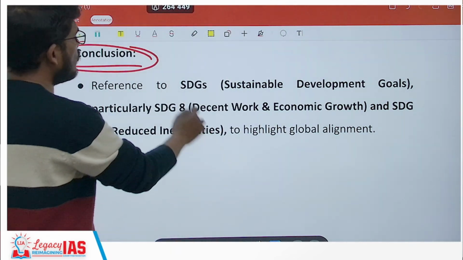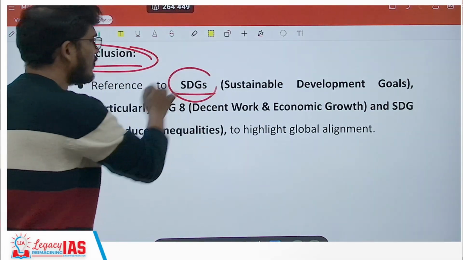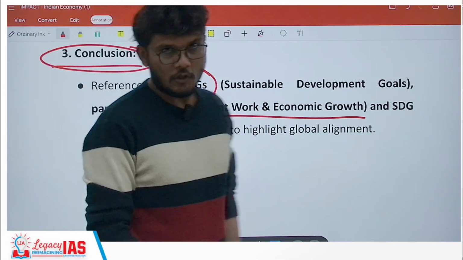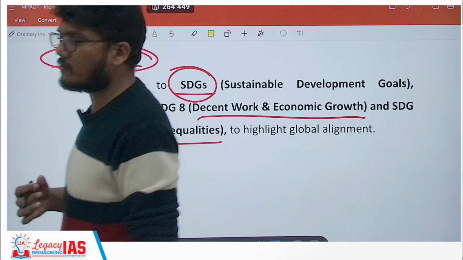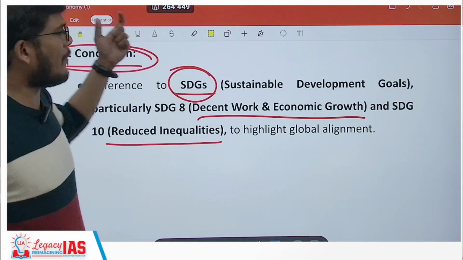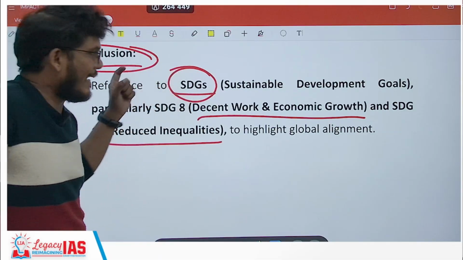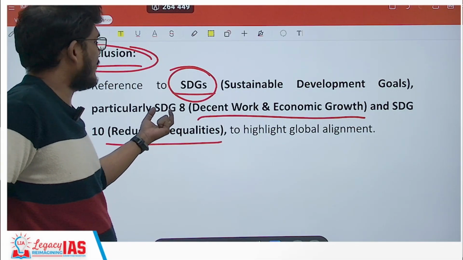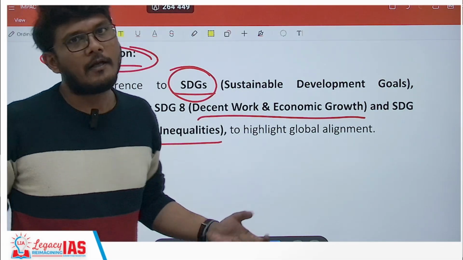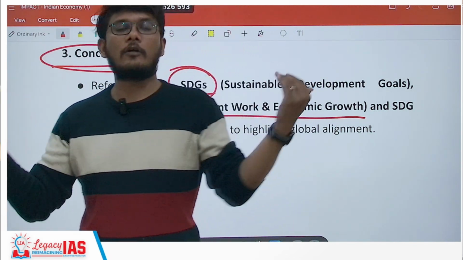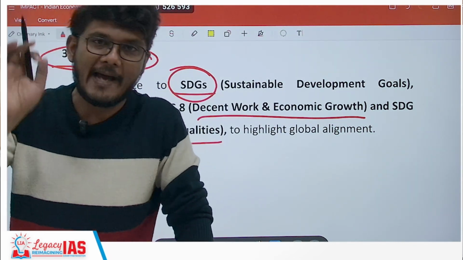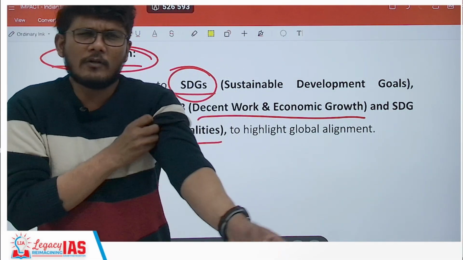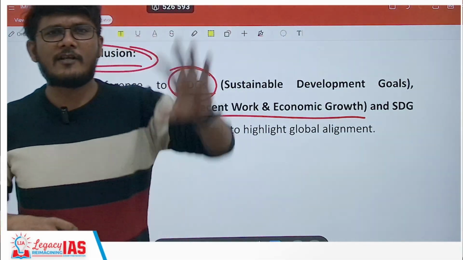For example, here you can give reference to the Sustainable Development Goals, SDGs, specifically economic growth and reduced inequalities. So what can be the conclusion here? The conclusion can be something like: with the help of the multi-pronged approach as mentioned above, India can be on the path of achieving the Sustainable Development Goals, specifically SDG 8 and SDG 10, and lead to further inclusive or comprehensive growth. That way you conclude your answer. In a 250-word question, the conclusion can be around 25 words, and the introduction around 25 words.